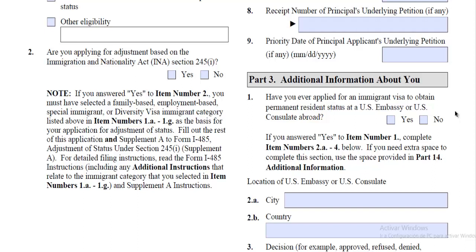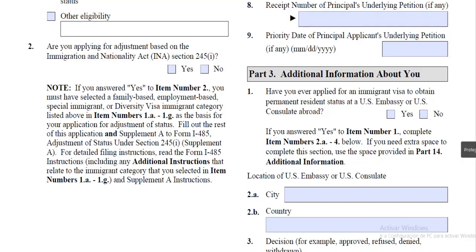Most of this part should be self-explanatory. If you have applied for an immigrant visa for permanent residence at a U.S. consulate overseas any time in the past, check yes. But in question 1, you then need to say when you applied and what happened. The decision is either approved, denied, refused, or withdrawn by you. There's no need to explain why this decision was made. Then comes address history. This is to supply information for the background check.